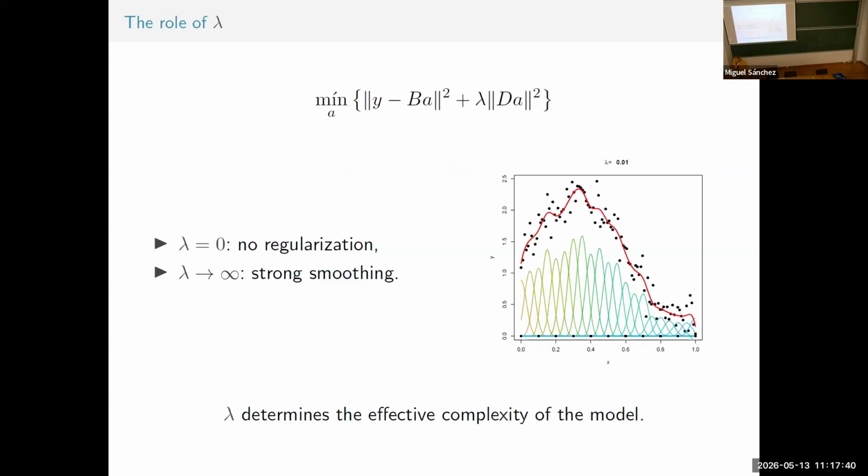What I'm doing now, just to show you, is that the number of bases is fixed. What is changing is lambda. So the larger lambda is, the closer to a straight line I'm getting. That's what this is showing. What we have here is just the product of each basis multiplied by its coefficient. So that's what you are getting.